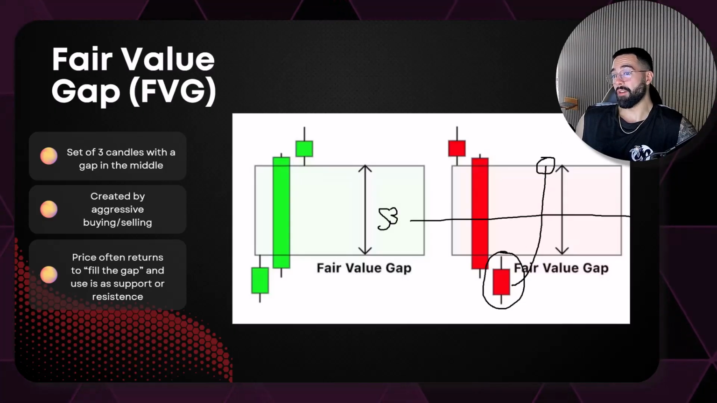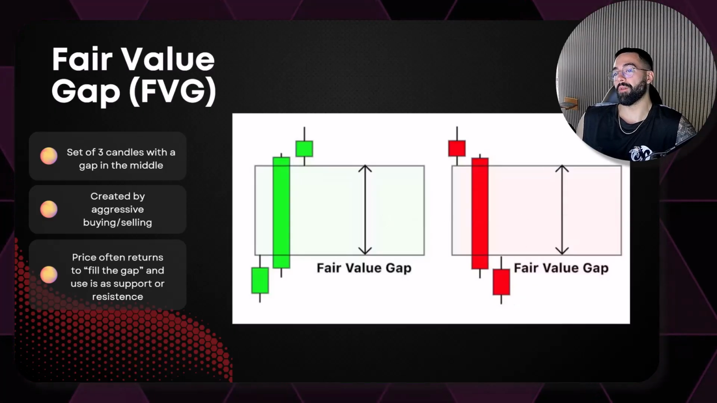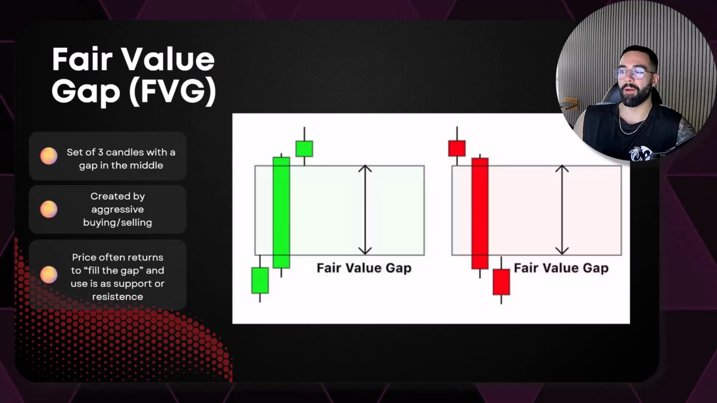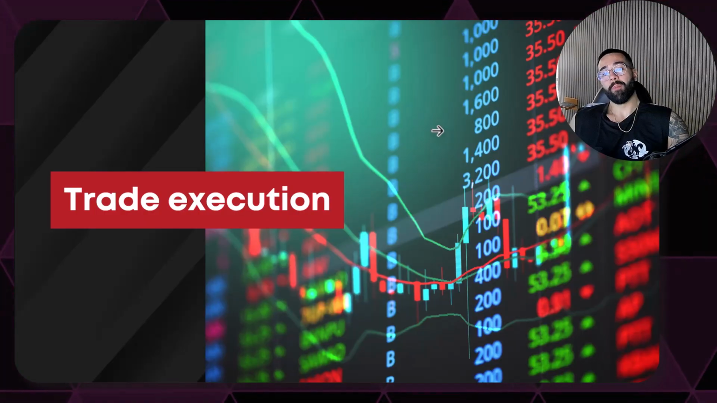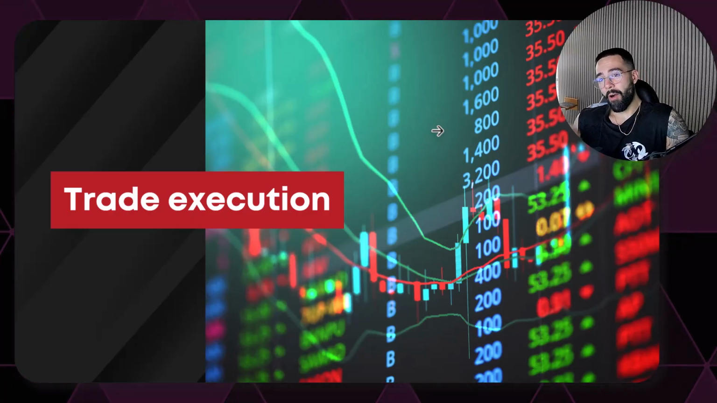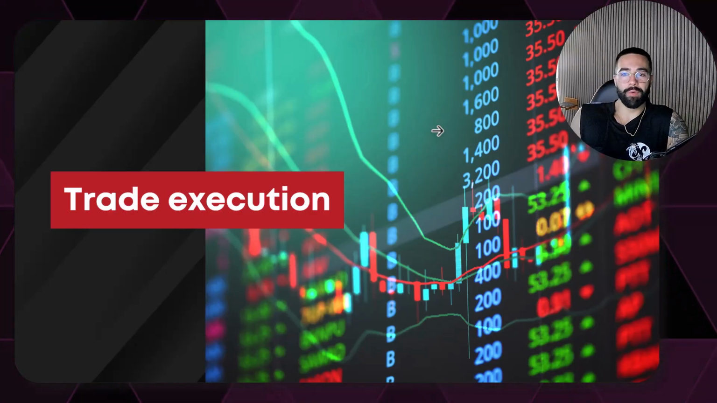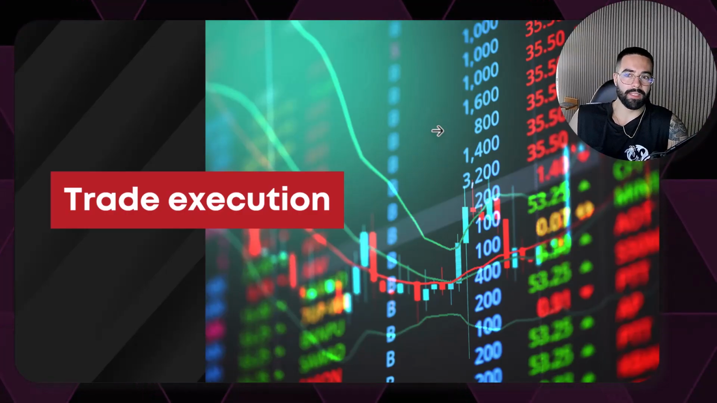That's how I use fair value gaps for that reversal strategy. Pretty straightforward, and I hope that was easy to understand. Now let's jump to the trade execution. So how I execute the trade in terms of entry, exits, how I manage my position.